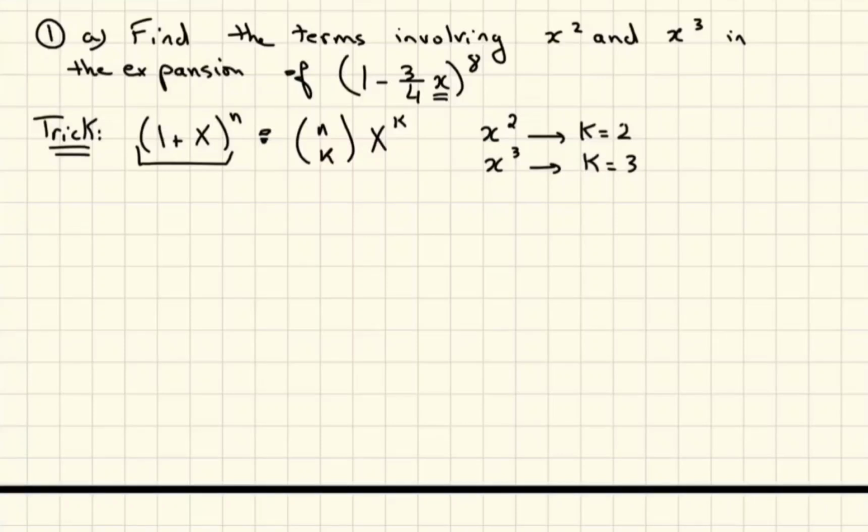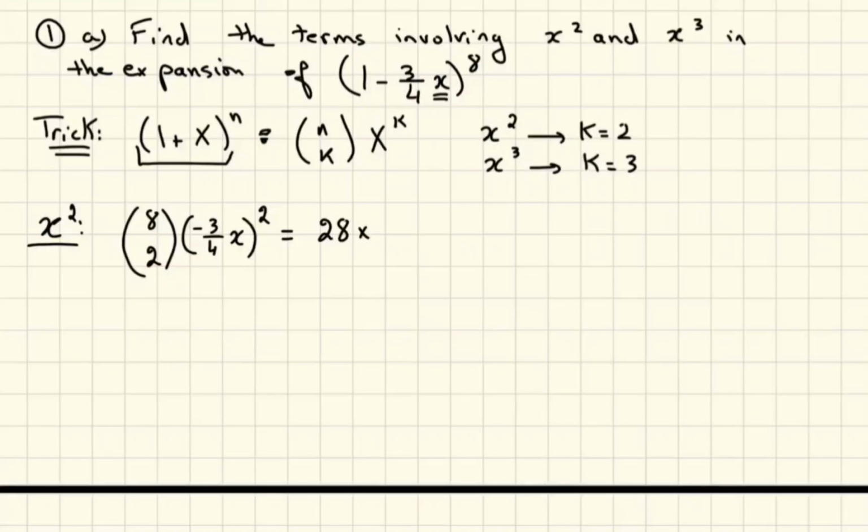So in this case we need x squared, so the term with x squared will be 8C2, and big X in this case is (negative 3 over 4 x) exponent 2. We simplify this. 8C2 on the calculator will be 28, then minus 3 squared will be 9, 4 squared will be 16, x squared, and our final answer in this case would be 63 over 4 x squared. So this is the term with x squared.